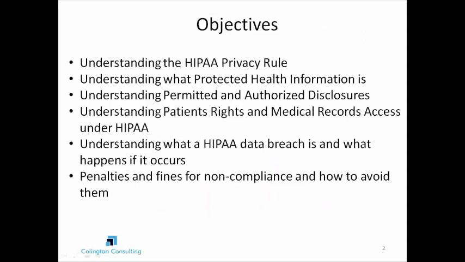So if you jump to the next slide, a little bit about the objectives for today. Really, what this is all based off of, patient access, comes under the HIPAA privacy rules. So we're going to cover that. We're going to understand what protected health information actually is. We'll look at the 18 specific identifiers of PHI. Understanding permitted and authorized disclosures. This is something that organizations struggle with, at least in my experience. So we'll clarify what permitted and authorized disclosures are.